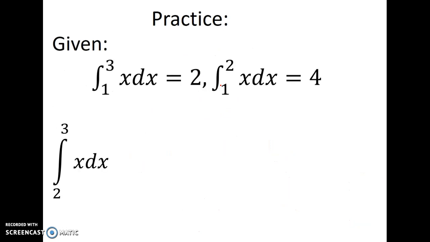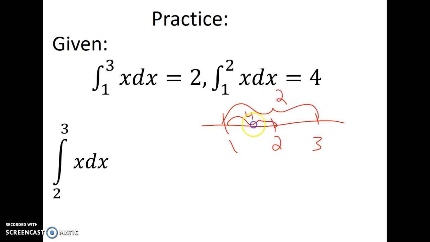Let's try a few more. What about from 2 to 3? I always like to think of it on a number line. From 1 to 3, this distance is 2 units. From 1 to 2, it's 4 units. Now, that doesn't really make sense, but think about what you would do to find 2 to 3.